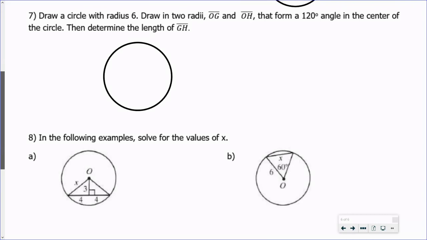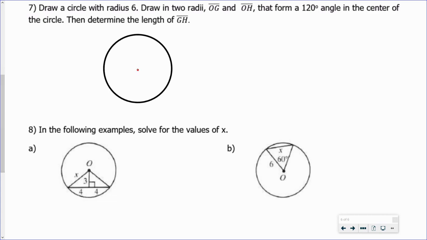Number 7 says draw a circle with radius 6. So I drew a circle here, and I'm going to draw the center point in and make the radius equal to 6. Then it says draw 2 radii, OG and OH. So I'm going to call the center O, and I'm just going to make this point G, and I'm going to make this point H. And we're saying that those two segments form a 120-degree angle.